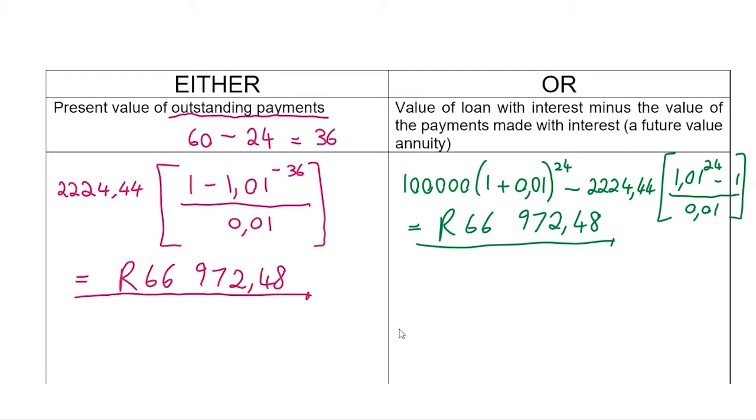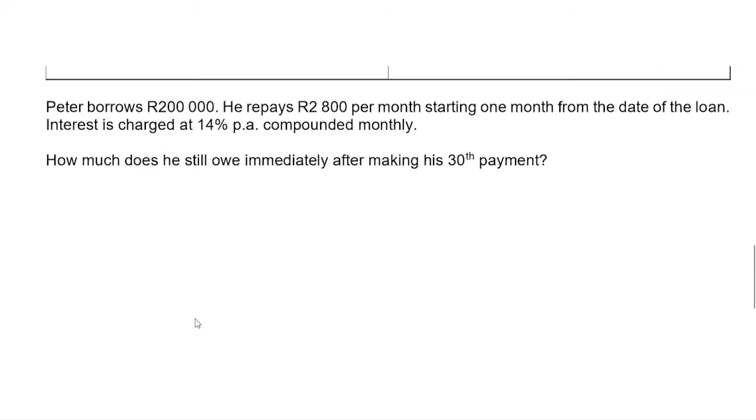So the thing is that the method on the left only works when we have a known number of payments and a known payment that matches and fits exactly that number of payments. So for example, here we worked out the payment for exactly 60 payments. So we knew how many were outstanding. The one on the right always works. Okay, let's have a look now at another example.